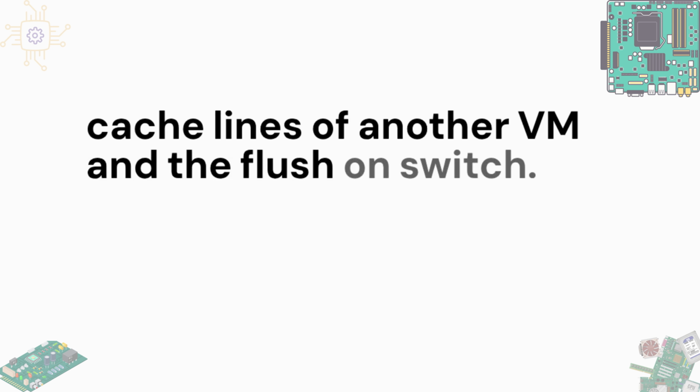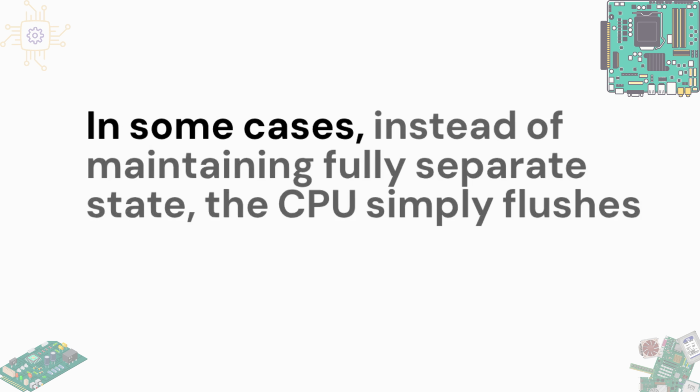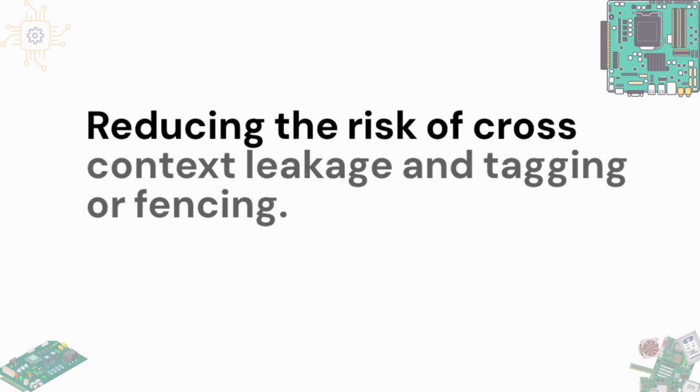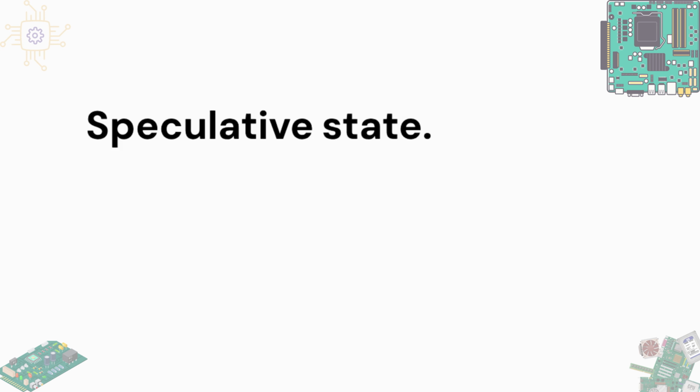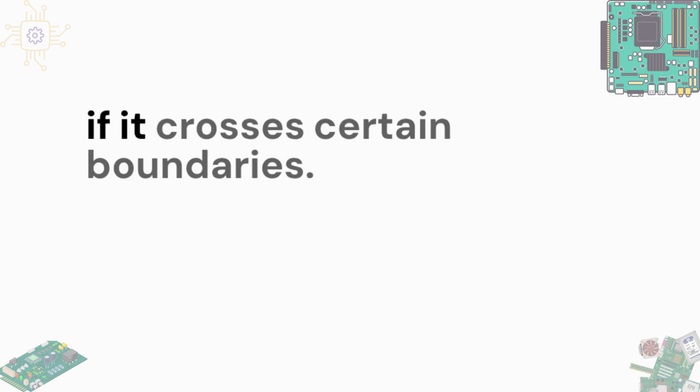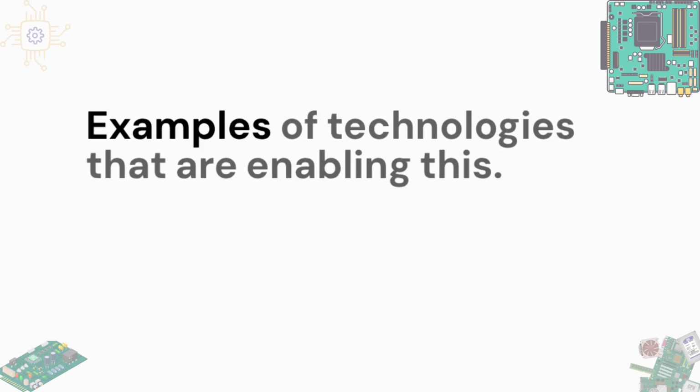VM. And the flush-on-switch, in some cases, instead of maintaining fully separate state, the CPU simply flushes microarchitectural structures, like the branch history buffer or TLB, when switching contexts, reducing the risk of cross-context leakage. And tagging or fencing speculative state. Some implementations track speculative data with tags and discard it more aggressively if it crosses certain boundaries. Examples of technologies enabling this.